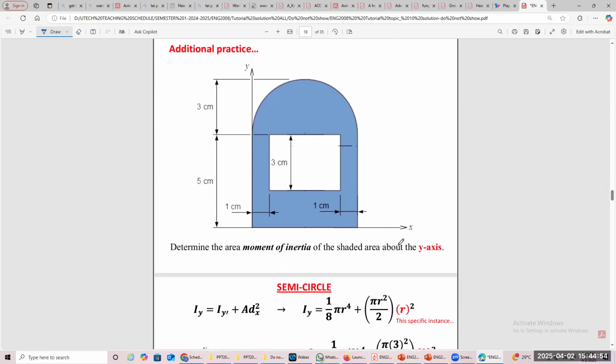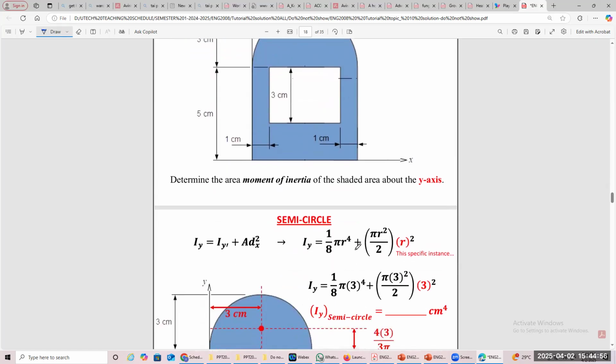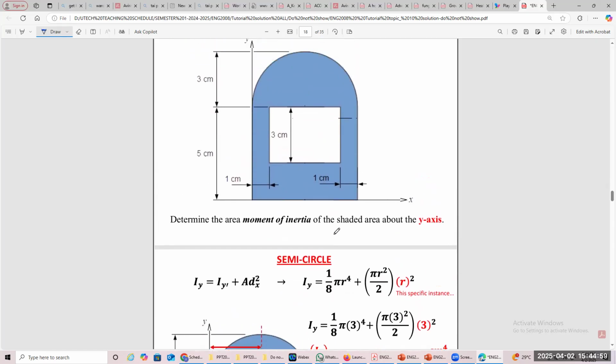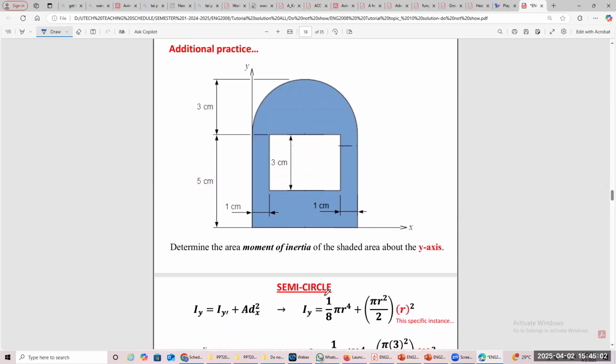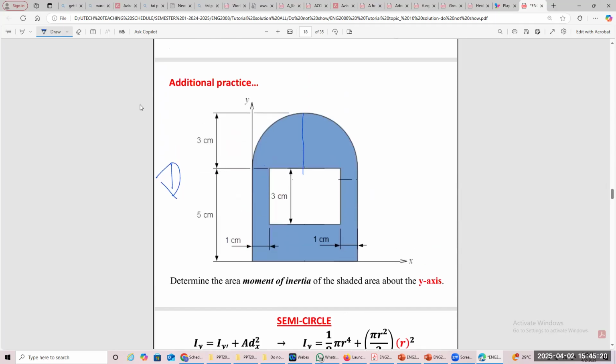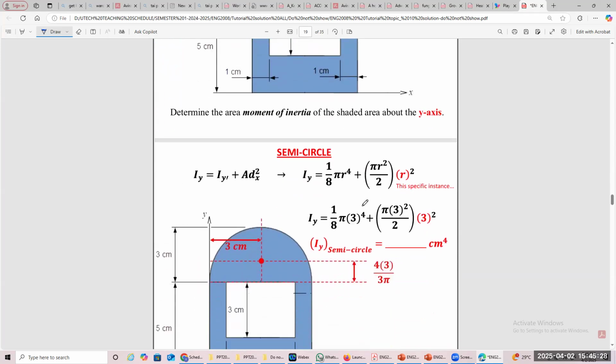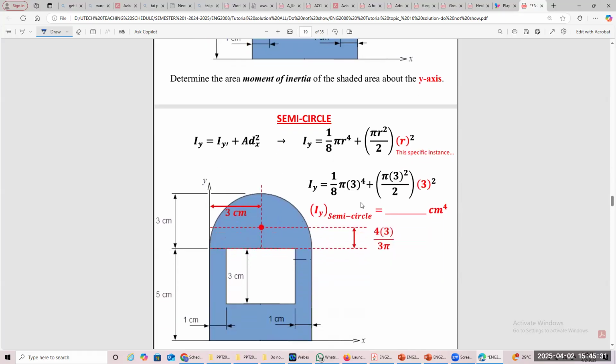If they ask you to find about the y-axis, you use the same expressions. For the semicircle, you use the semicircle formula, you do the same thing, but the only thing is your dx is different. So what will be your dx? Your dx is 3. You realize that your dx for the semicircle will be 3. See there? Dx is 3.